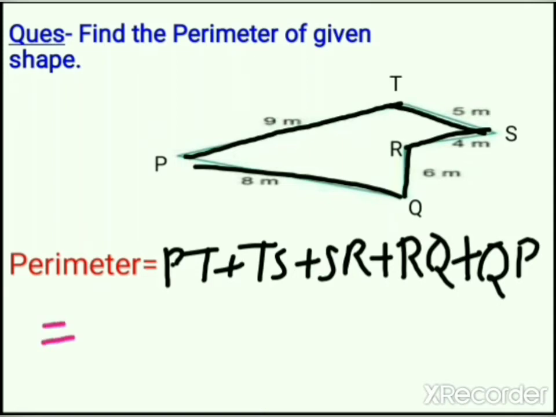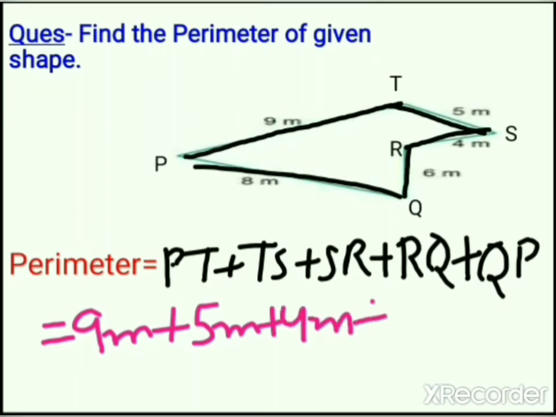First is PT. What is the length of PT? It is 9 meter. What is the length of TS? 5 meter. What is the length of SR? 4 meter. RQ 6 meter and QP 8 meter. We have taken all the lengths.